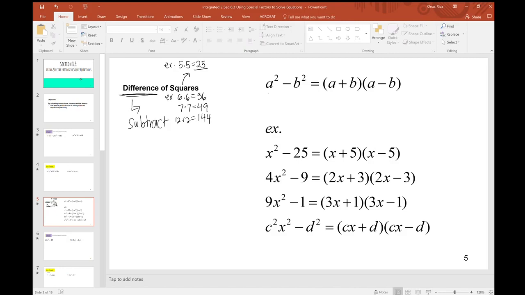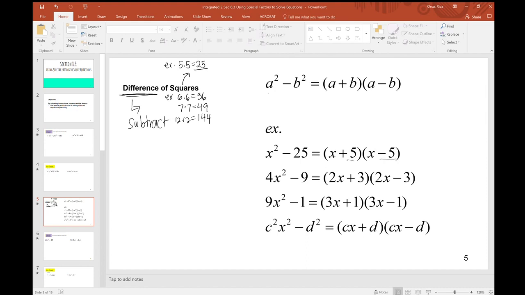Here's an example. x squared minus 25. Notice how we're subtracting two perfect squares. x squared is a perfect square because that's x and x. And 25 is a perfect square, so that's 5 and 5. So the factors of x squared minus 25 are x plus 5 times x minus 5.